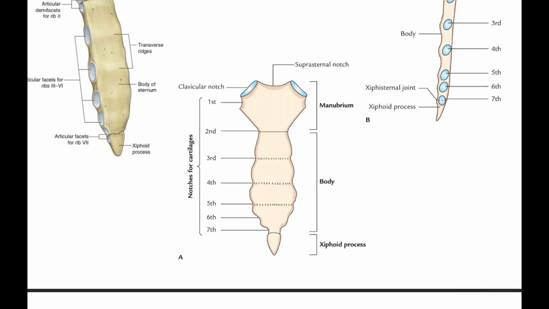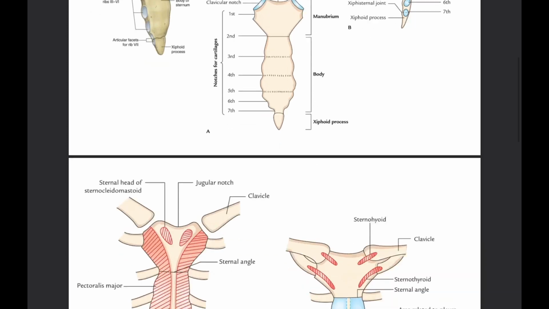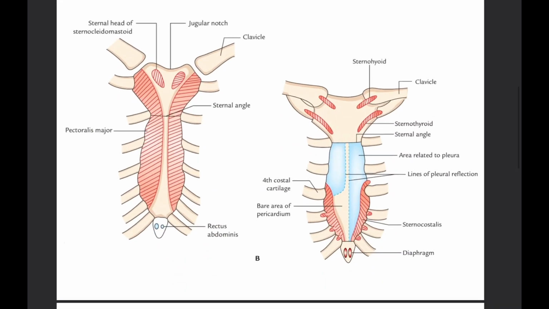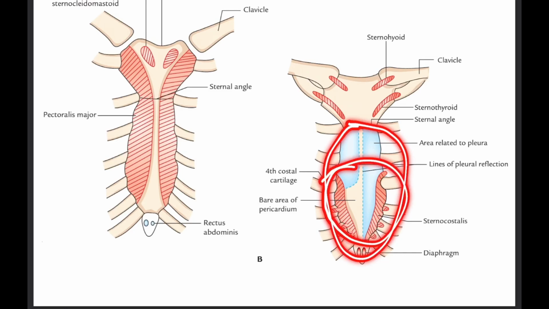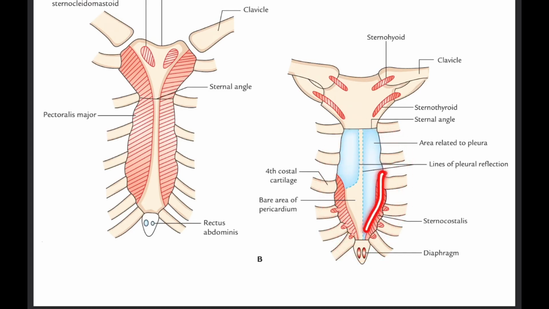The posterior surface of the body of the sternum is smooth, and the lower part of the posterior surface of the body of the sternum gives origin to the sternocostalis muscle. See, sternocostalis muscle. This is the body of the sternum. The lower part of the posterior surface gives origin to the sternocostalis muscle.